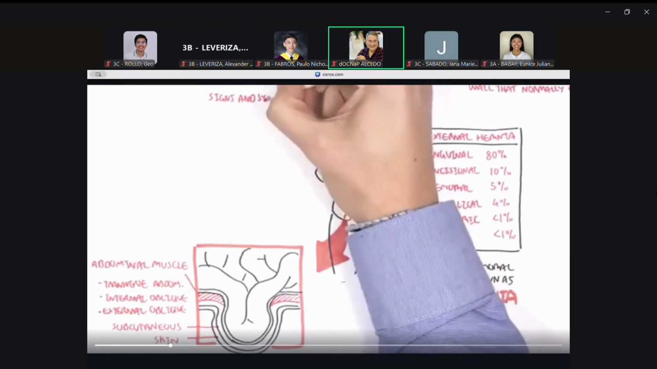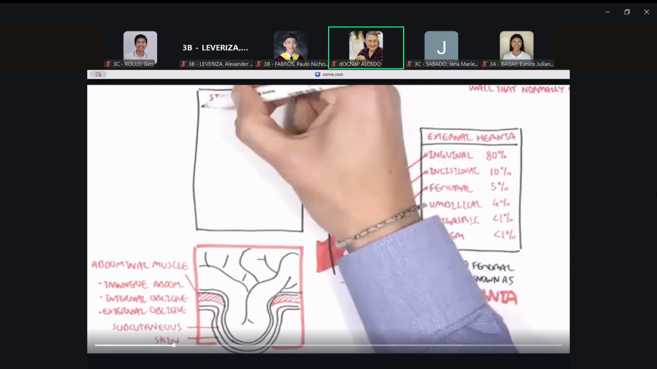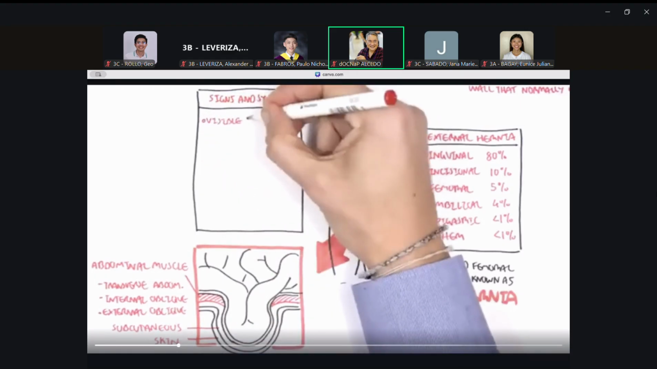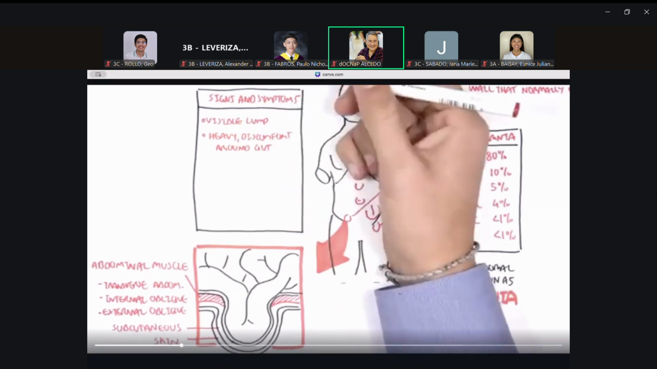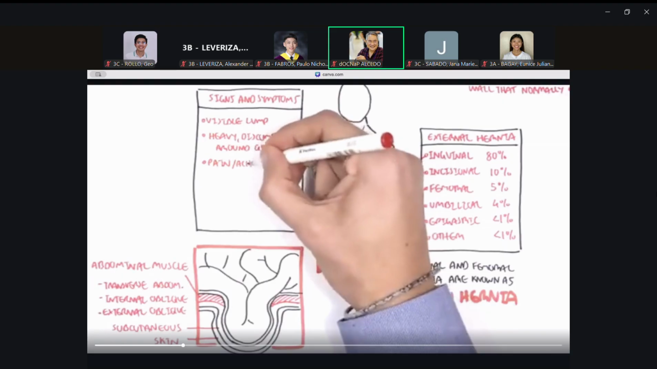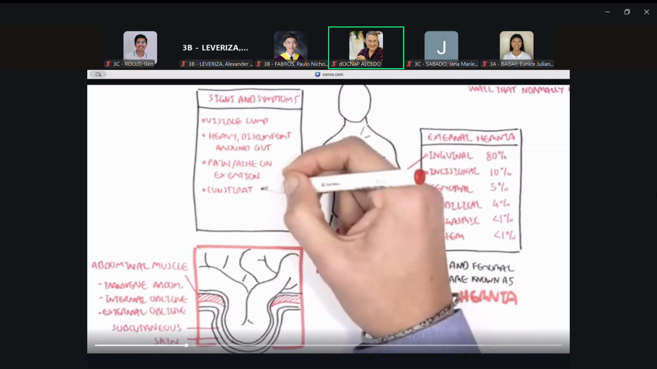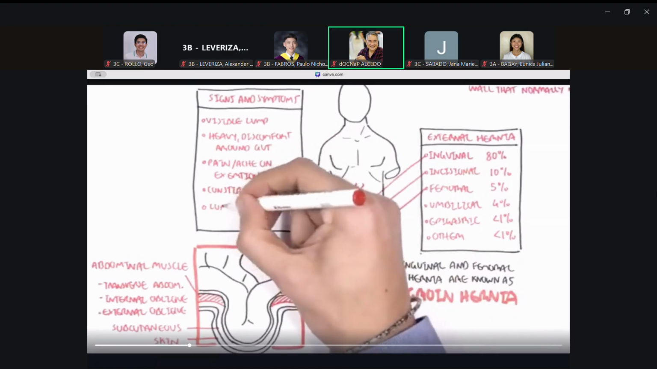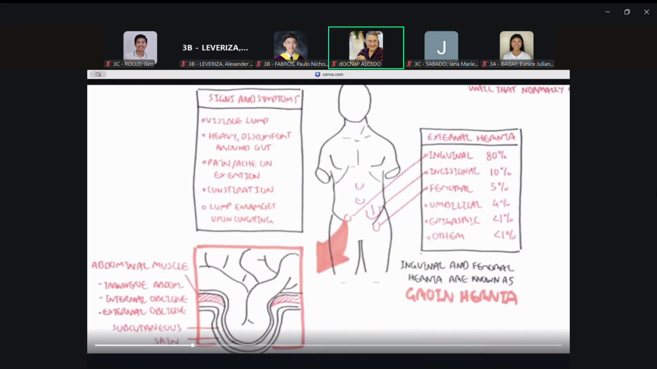So what are some signs and symptoms of someone who has an inguinal hernia? Well, obviously it depends on the severity and how much it's actually bulging out and if it's strangulated. But the signs and symptoms altogether are, obviously there's a visible lump, that's a sign, a heavy discomfort around the gut, you can have pain and aching on exertion, so maybe like lifting up something. You can experience constipation, and I guess you can also say that the lump enlarges upon coughing as a sign.